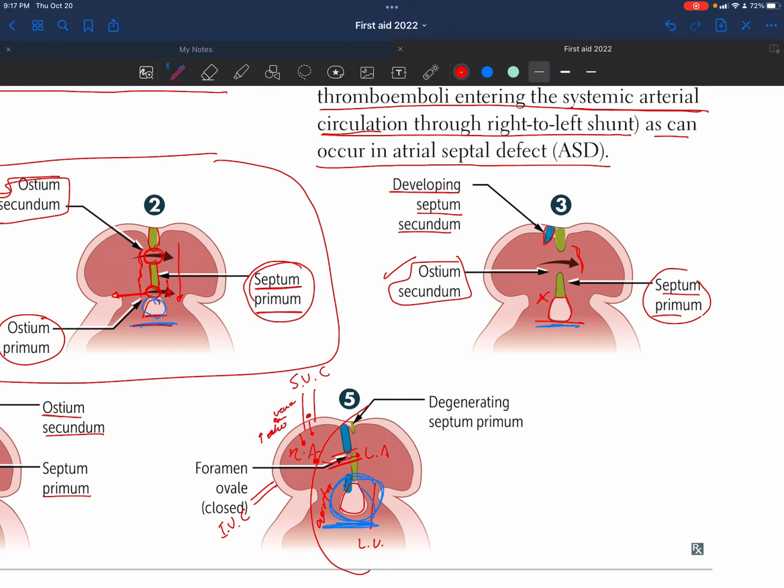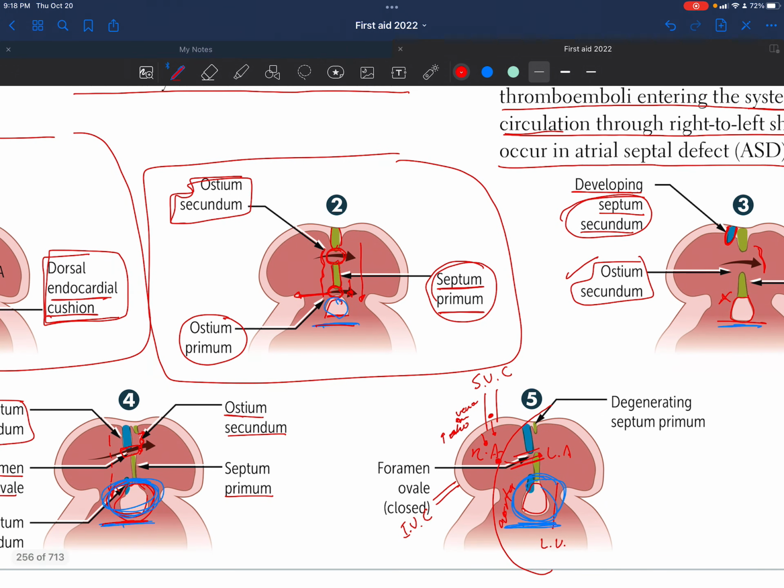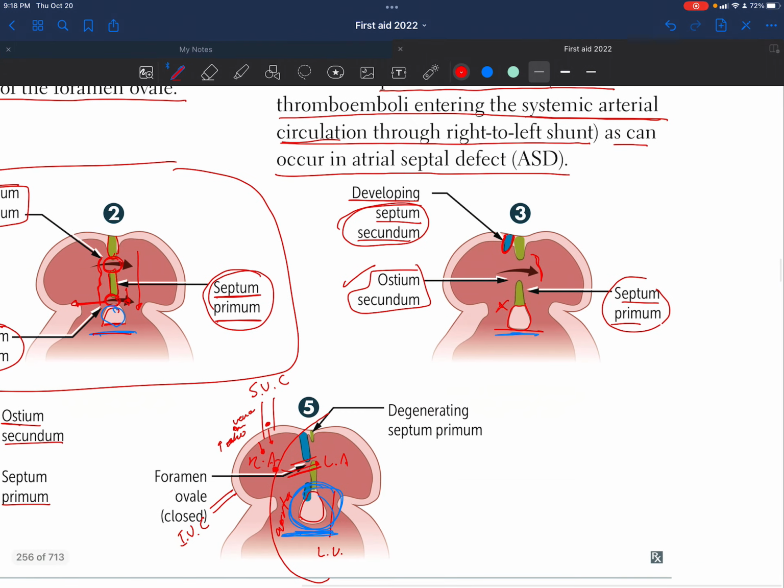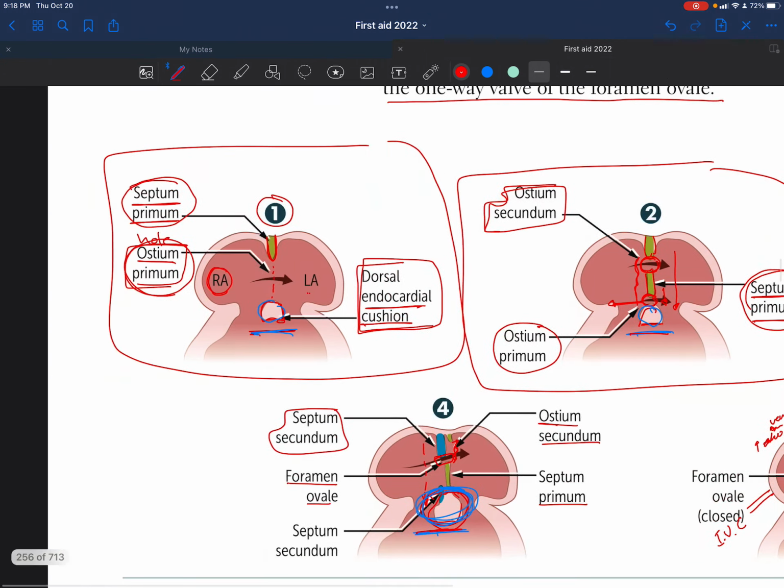this septum primum is going to regress, and something else starts to occur, and that is the blue color. This is the septum secundum, as we said. And if we remember, the original opening before the creation of septum secundum is called the ostium primum. And then the new hole that will form is going to be called the ostium secundum, and that is after the formation of septum secundum. So this is just a quick recap of what we have already talked about.